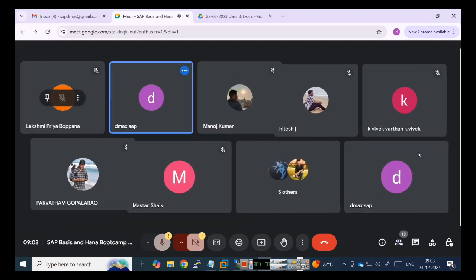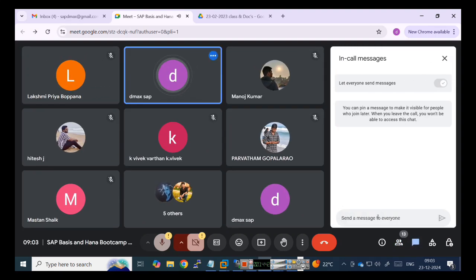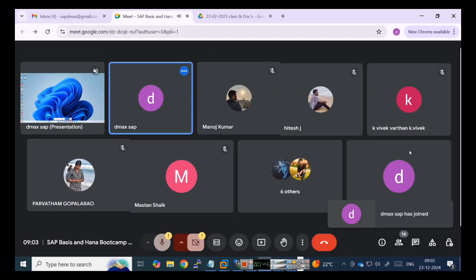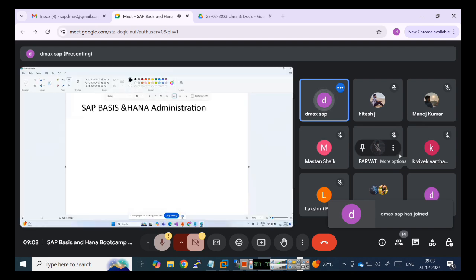Everyone. So the session we are going to conduct today is SAP Basis and HANA Administration Demo. So, SAP Basis and HANA Administration.